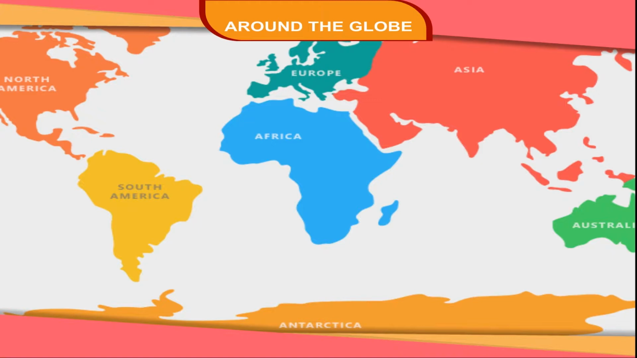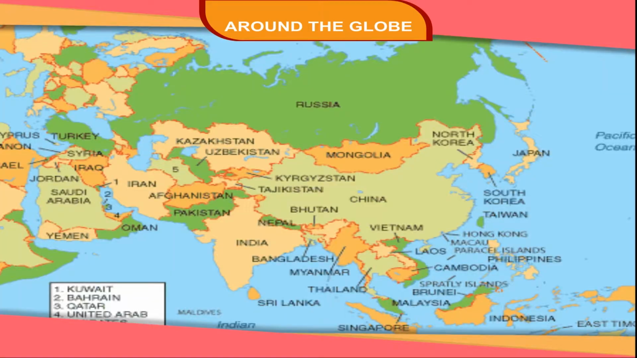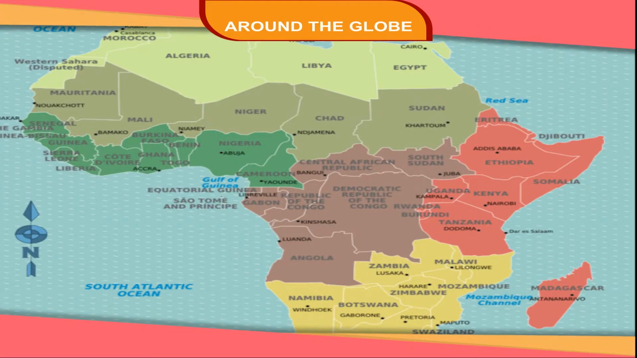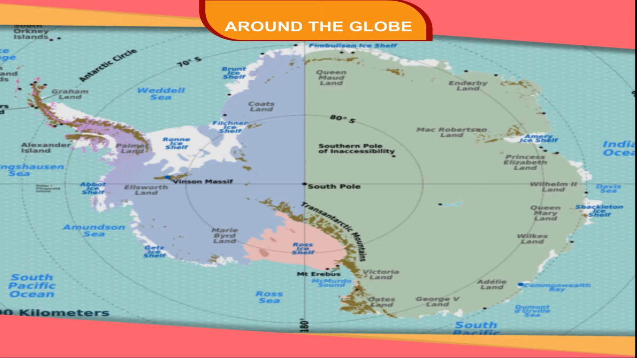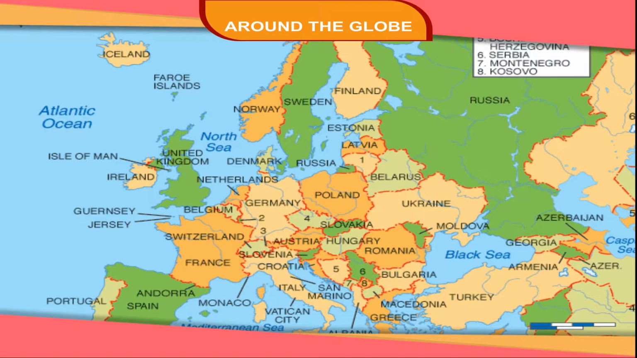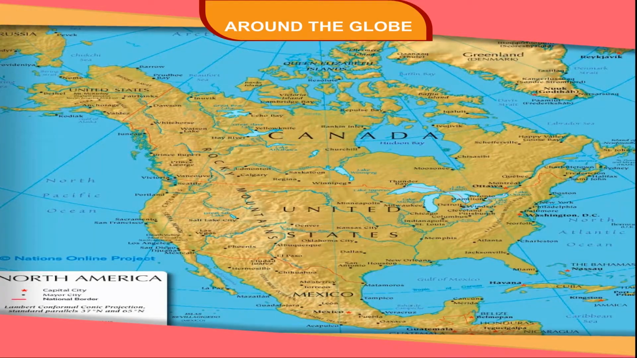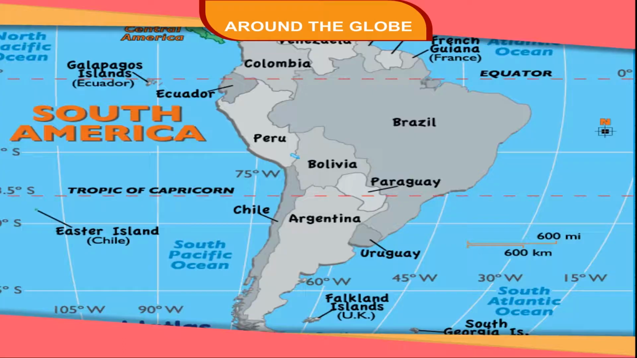The large land masses of the earth are called continents. There are 7 continents in all. 1. Asia. 2. Africa. 3. Australia. 4. Antarctica. 5. Europe. 6. North America. 7. South America.